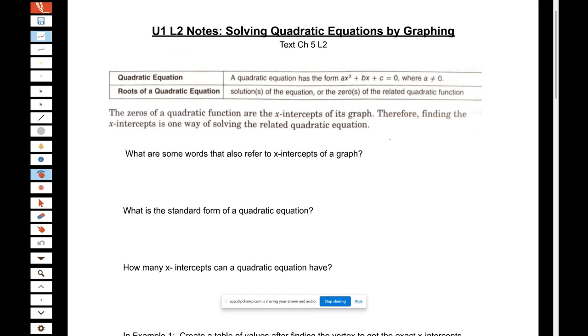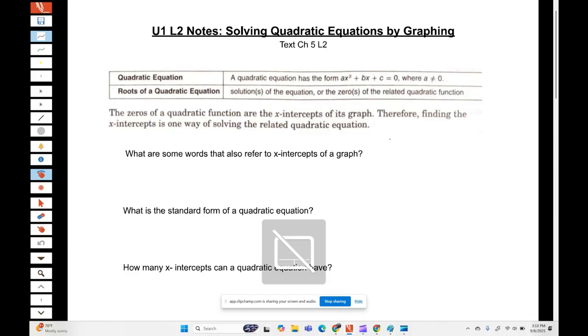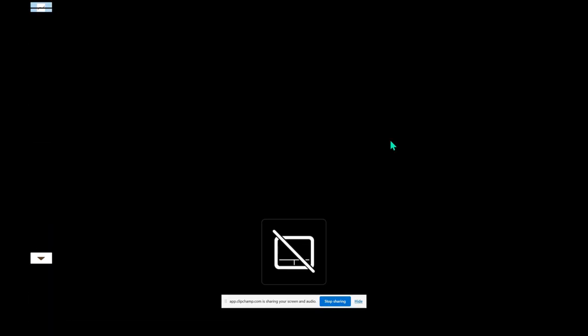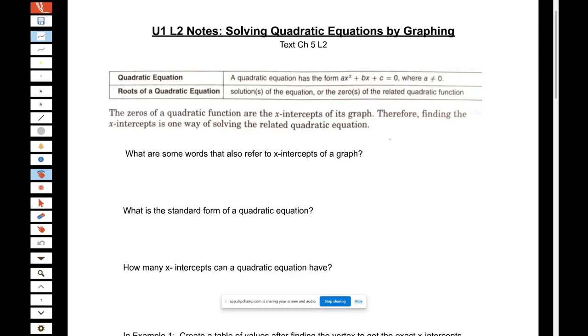Alright, welcome to this video on solving quadratic equations by graphing. And by solving, we're talking about finding the solutions, the x solutions. We already reviewed in our last lesson that a quadratic equation has this standard form, ax squared plus bx plus c, where a cannot be 0 or it would just be linear.